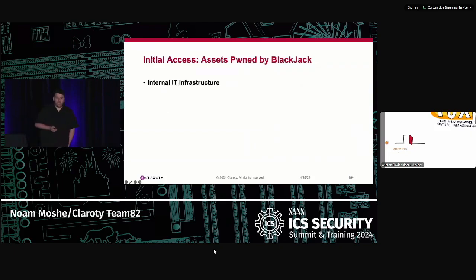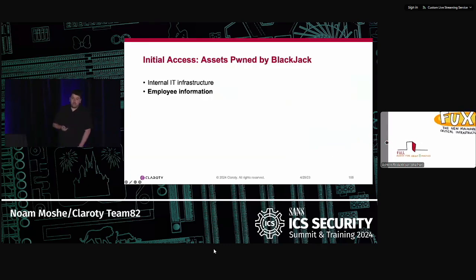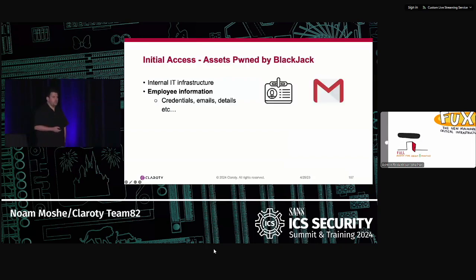And in their wreckage, they actually gained full control and full access to all of Moss Collector's IT infrastructure. We're talking about every virtualization server, Linux servers, MDM, meaning they had access to employee hosts sitting in their home or whatever. And of course, SIEM, file storage, everything. Other than that, of course, they moved on to gain access to employee information, meaning credentials, emails, accounts, sensitive information. Basically, whoever worked for Moss Collector, their information was released to the public.